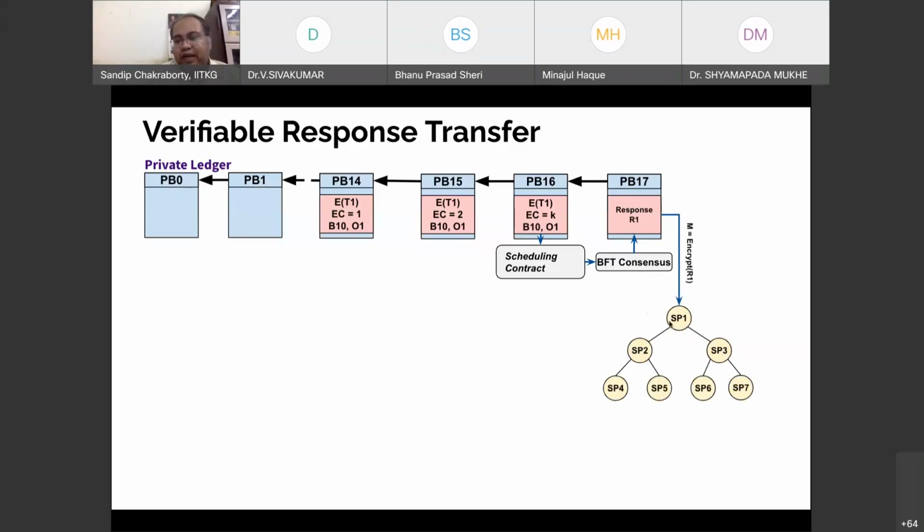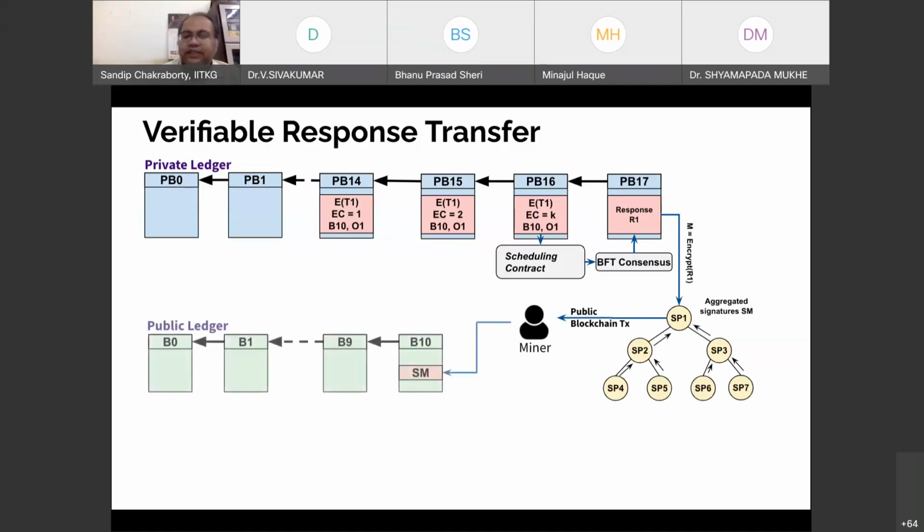So it actually does this collective signature, and that way the message gets propagated to all the service providers, and all the service providers sign it, and the collective signature is aggregated. Okay. Now, once you get that collective signature, it is transferred to the public blockchain, and the miner actually verifies that signature. Okay, so the miner checks whether the signature is correct or not.